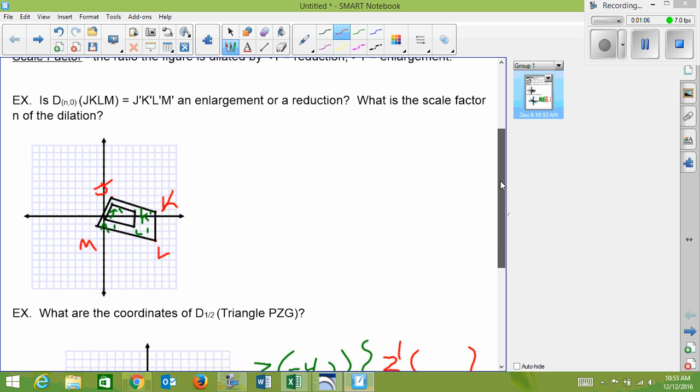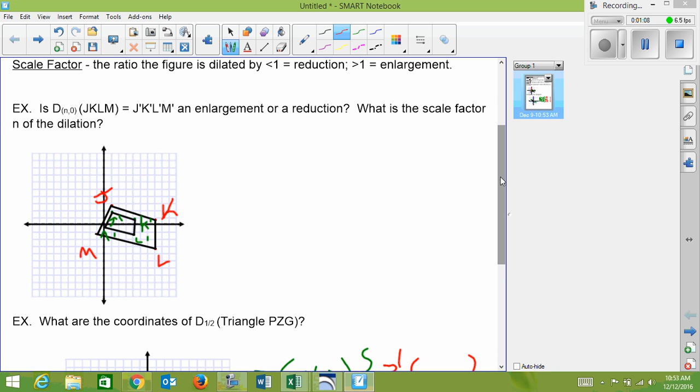So here is my example. So this is a dilation about O of figure JKLM, and then it dilates to the new J'K'L'M'. Is that an enlargement or a reduction? And then what is the scale factor of the dilation?